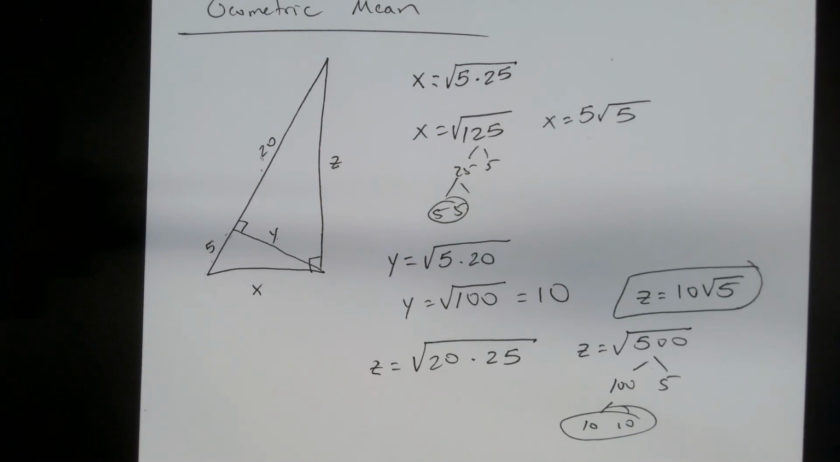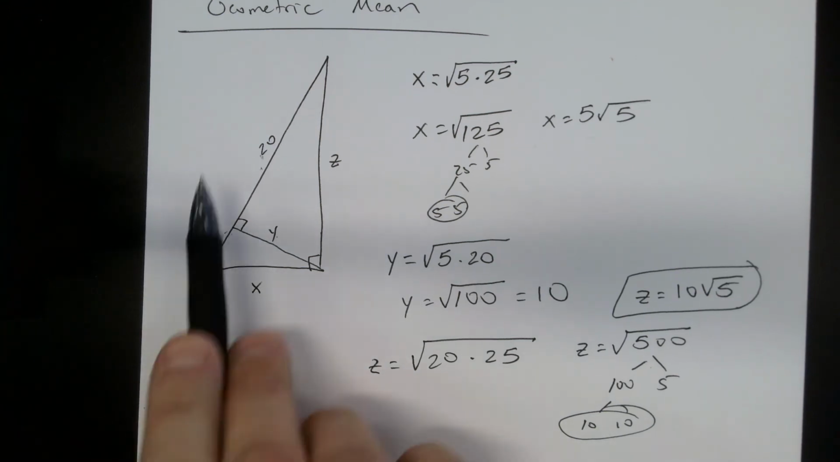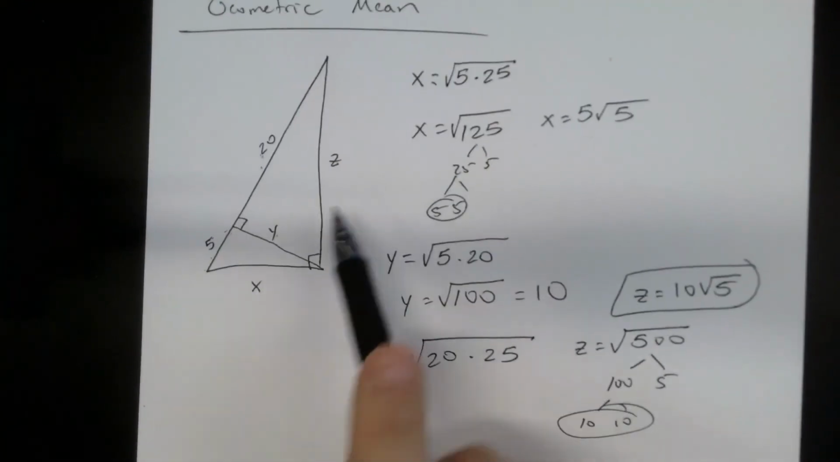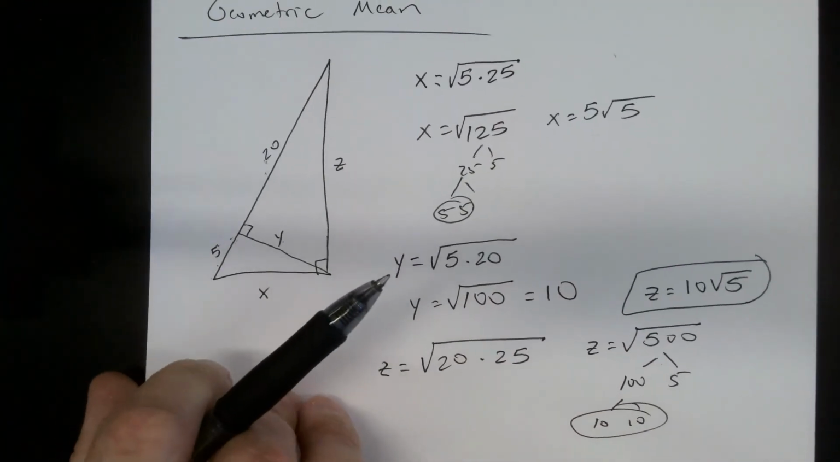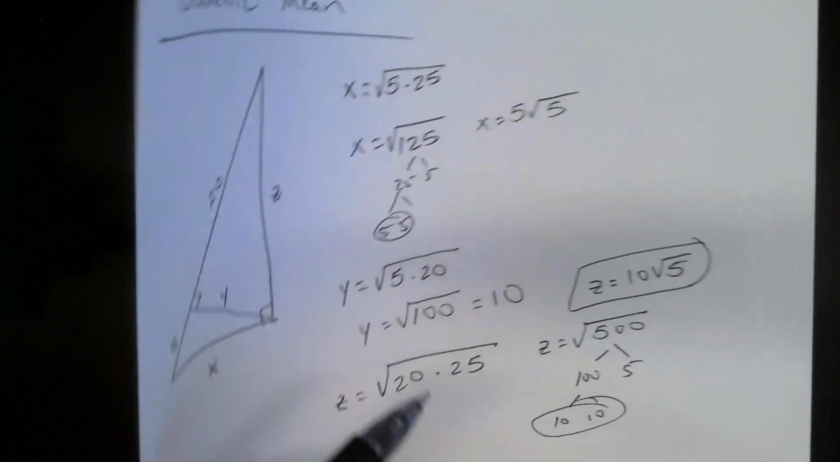You're not going to have to find all 3 parts on your homework today. Usually they're going to give you one variable and you have to find one of the parts. They may ask you to find a part of the hypotenuse, a leg, or an altitude. So we're going to do 2 or 3 right here off your homework.